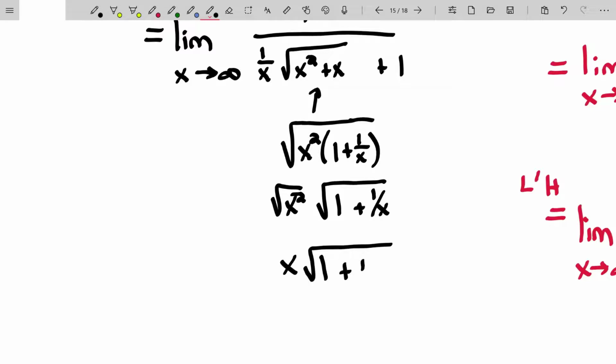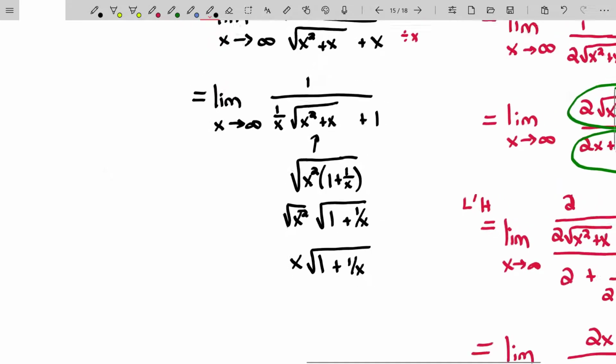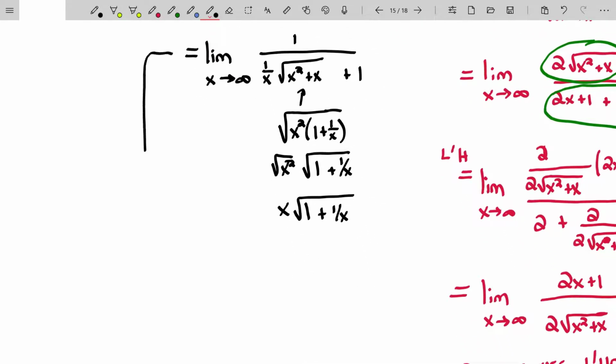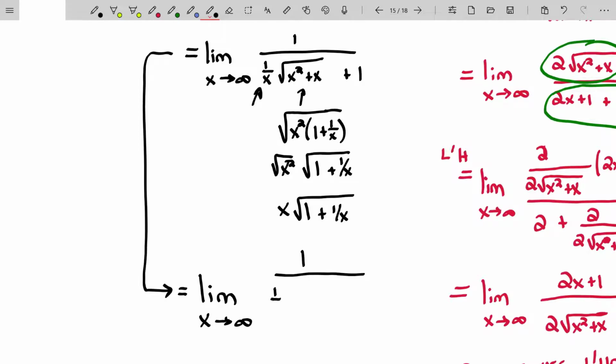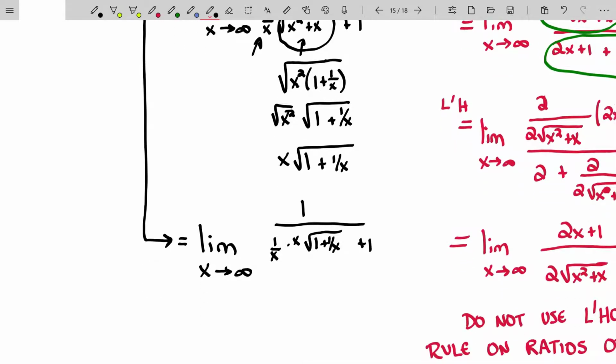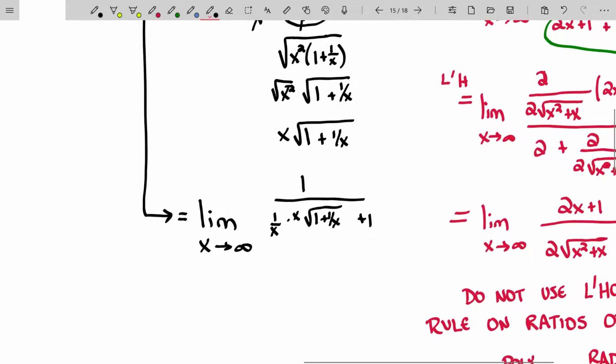So here's what I'm going to do. I'm just going to go ahead and say that this limit will then equal the limit as x goes to infinity of 1 over, we have this 1 over x that's hanging out, waiting for something to happen. We've traded out this radical here for x times the square root of 1 plus 1 over x. And then we still have a plus 1 off the back end. You can see the x's cancel beautifully. So I'll just write that out.